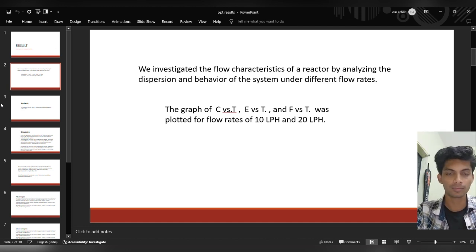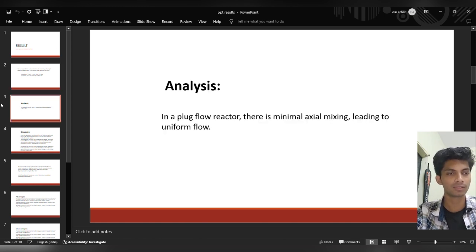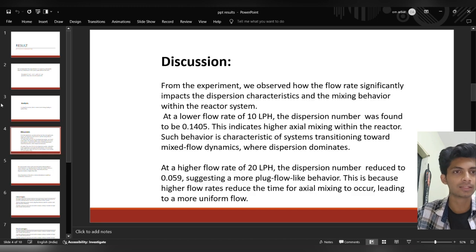So for 10 lph, the dispersion number value is 0.14055, and for 20 lph, the dispersion number value is 0.058242. Now let's come to the discussion. So from the experiment, we observed how the flow rate significantly impacts the dispersion characteristics and the mixing behavior within the reactor system. The calculated dispersion numbers provide critical insight into the nature of flow under different conditions.